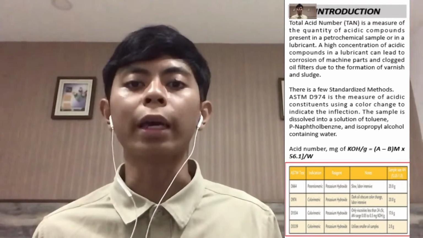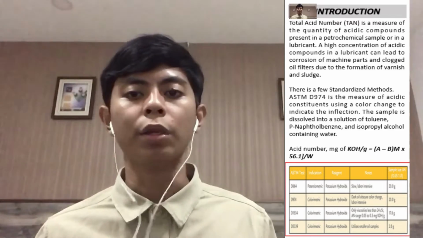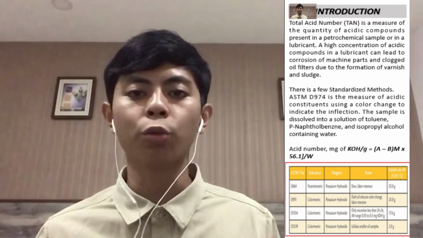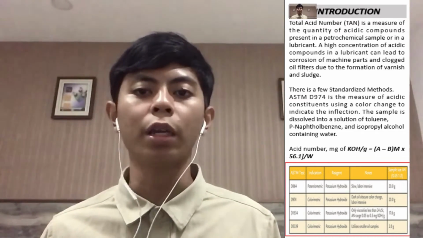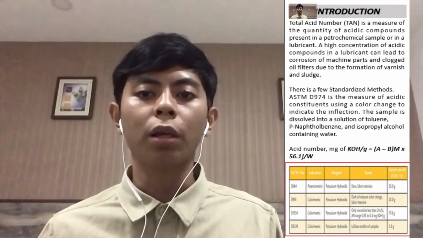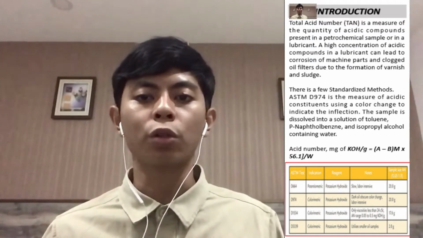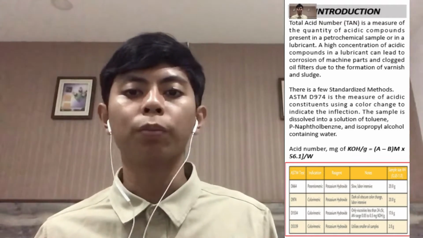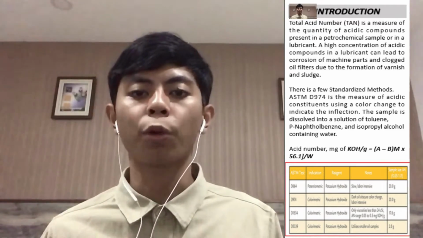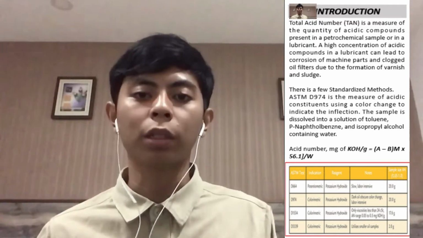So what is ASTM D974? It is the measure of acidic constituents using a color change to indicate the inflection. The sample is dissolved into a solution of toluene, benzyl and isopropyl alcohol containing water.